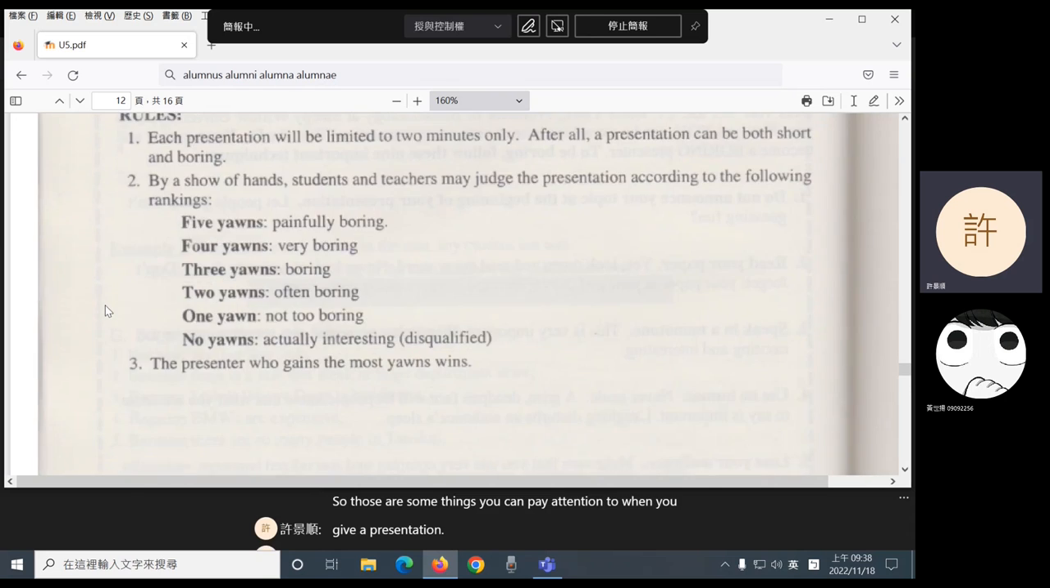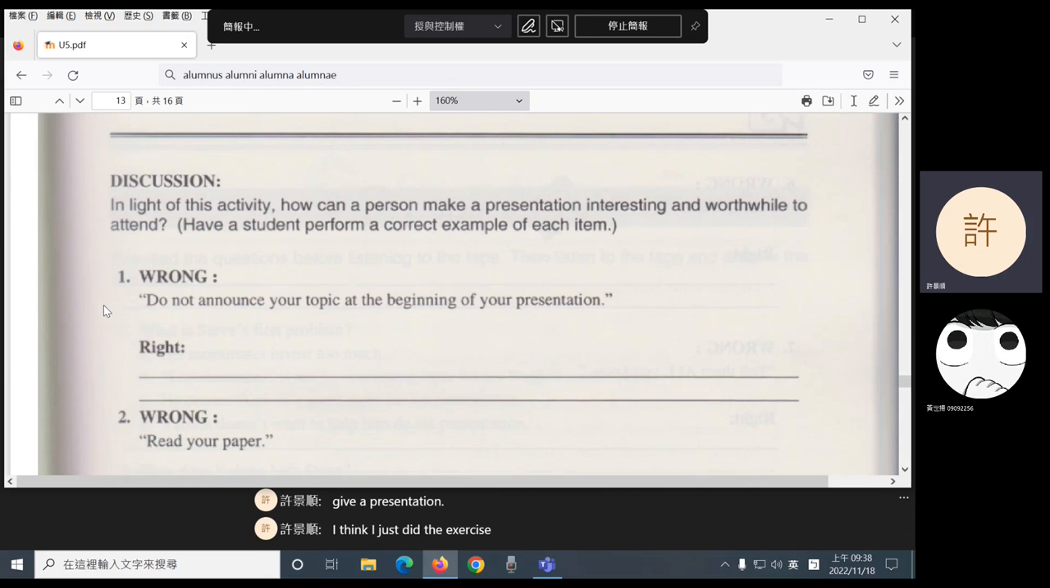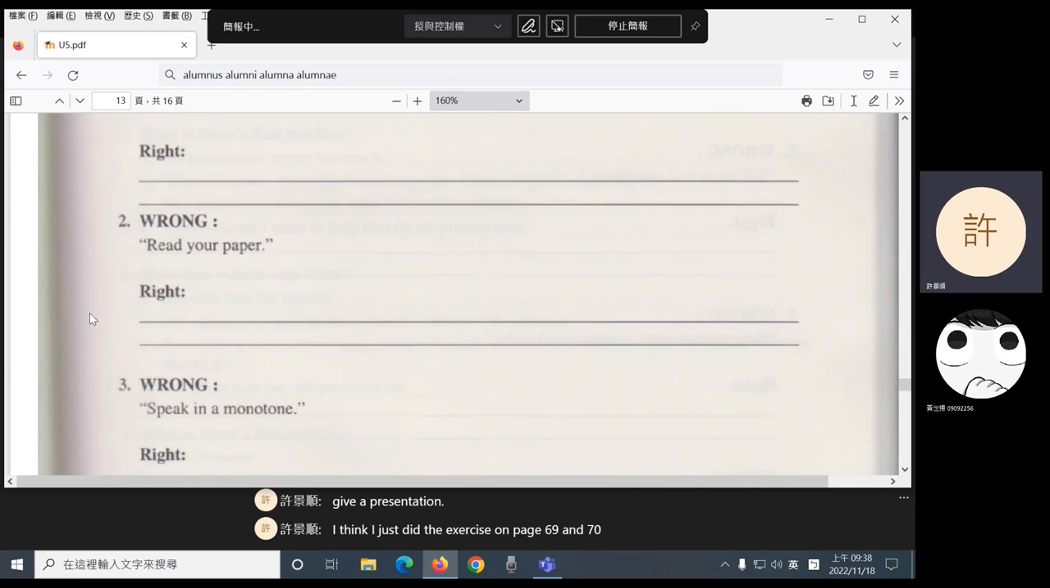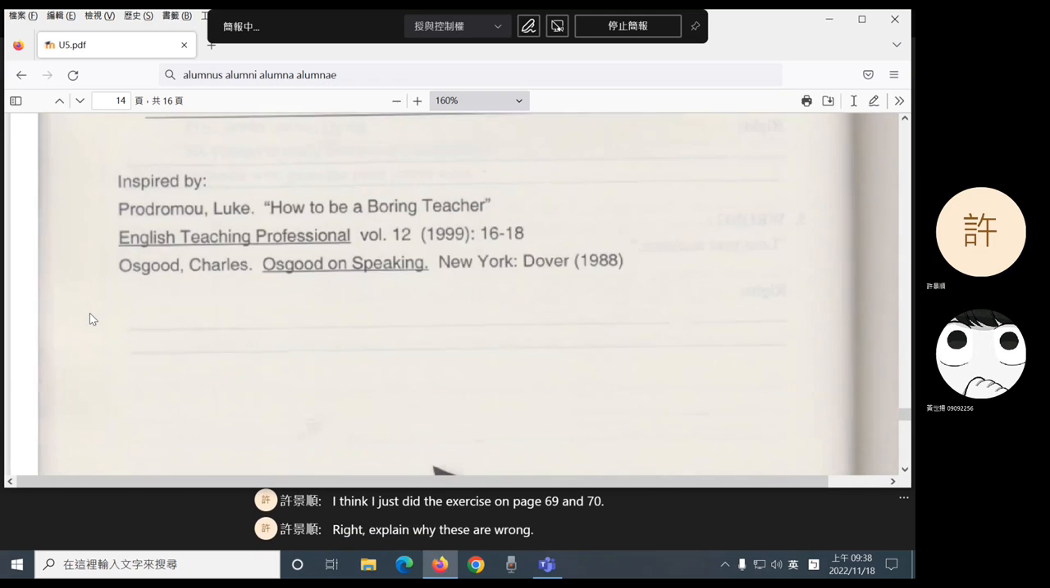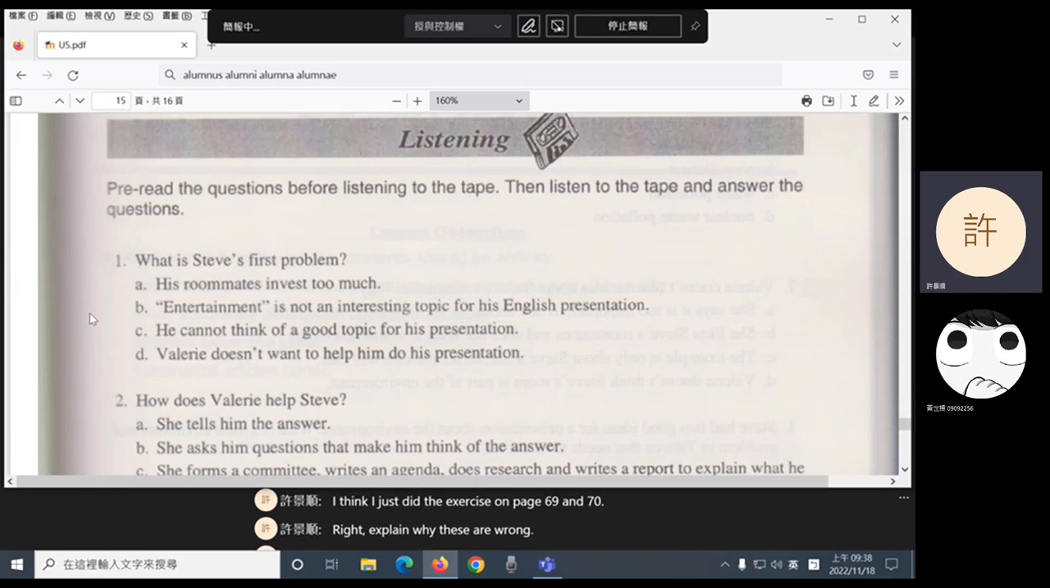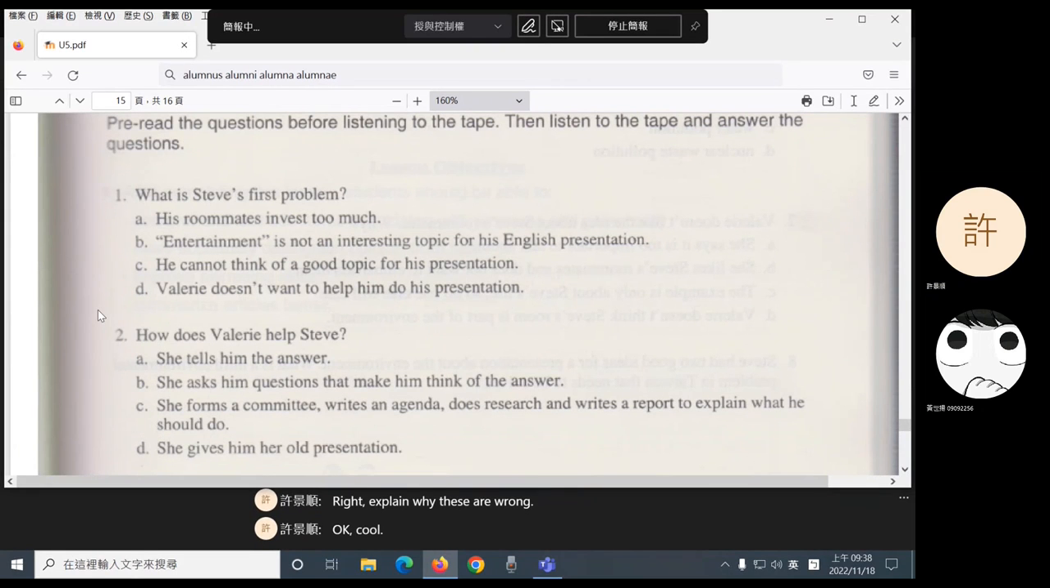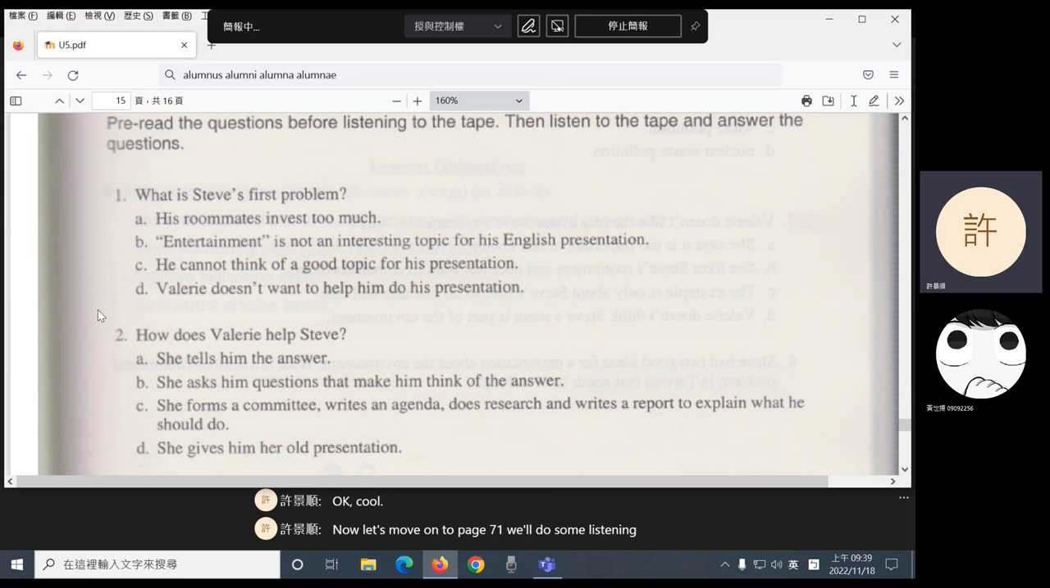I think I just did the exercise on page 69 and 70. Right, explain why these are wrong. Okay, cool. Now let's move on to page 71. We'll do some listening practice. Let's look at the questions first.